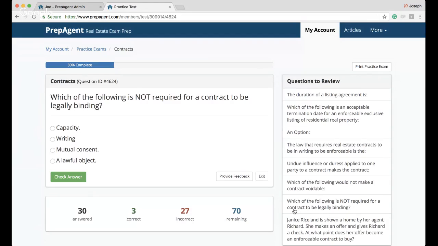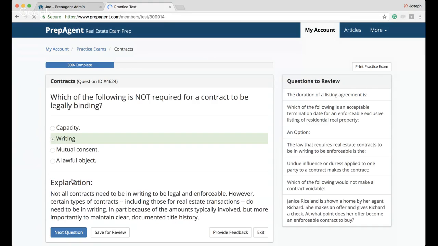Which of the following is not required for a contract to be legally binding? Capacity, writing, mutual consent, or lawful object? What do you guys think? Okay, we went over this before. We went over the 4 essentials. A lot of you wrote down writing. Writing's not one of the 4 essentials. People make that mistake a lot because almost all contracts need to be in writing. But almost all is not the same as required for everything. Okay?